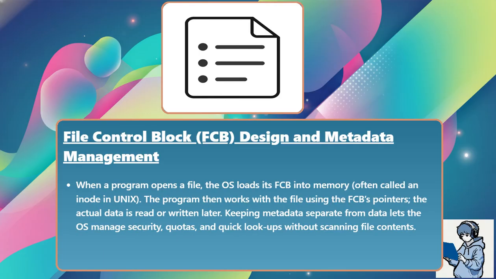When a program opens a file, the OS loads its FCB into memory, often called an inode in Unix. The program then works with the file using the FCB's pointers. The actual data is read or written later. Keeping metadata separate from data lets the OS manage security, quotas, and quick lookups without scanning file contents.